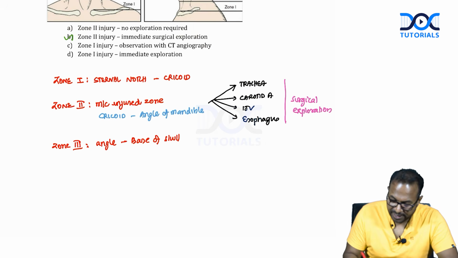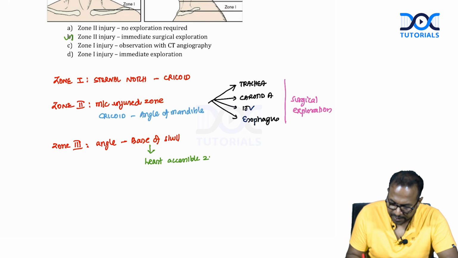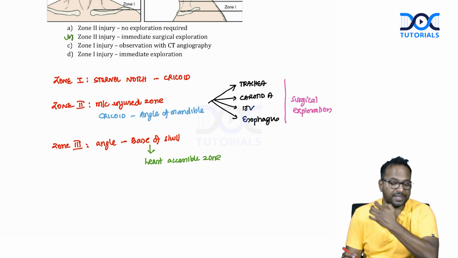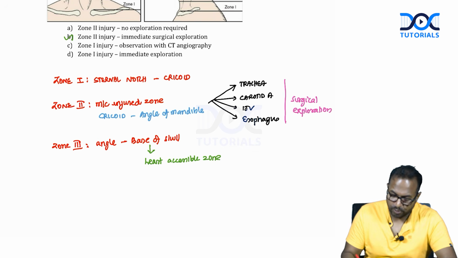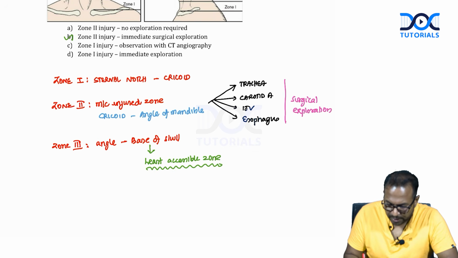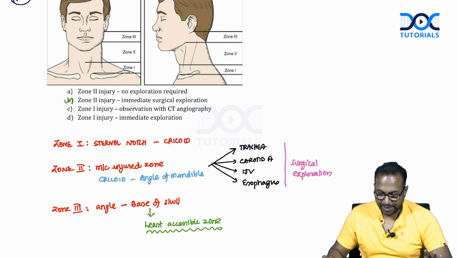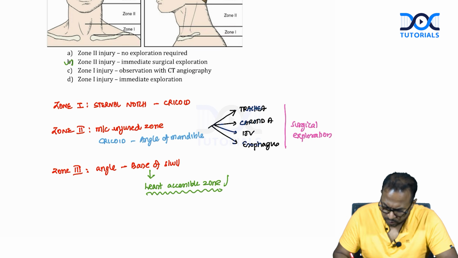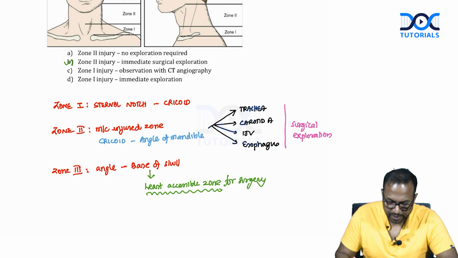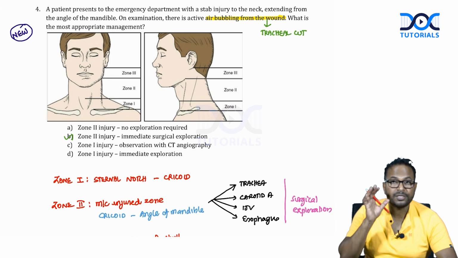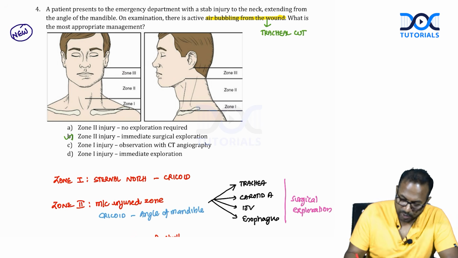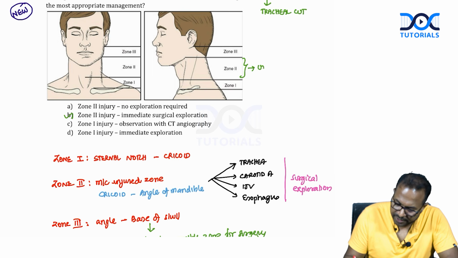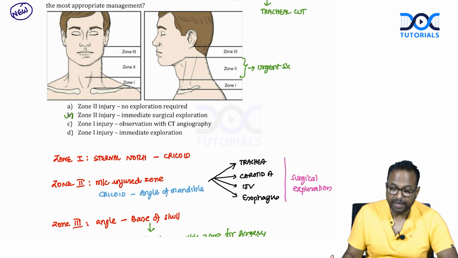Zone 3 is the least accessible zone. The reason is, this is a small area. If there is any injury, I cannot access. The carotid artery will retract into the skull and IJV will be difficult to repair. So the most commonly injured zone is zone 2, and the least accessible zone for surgery is zone 3. Please don't forget neck zones in penetrating trauma. This question is asking about injury in zone 2, so we have to do urgent surgery.